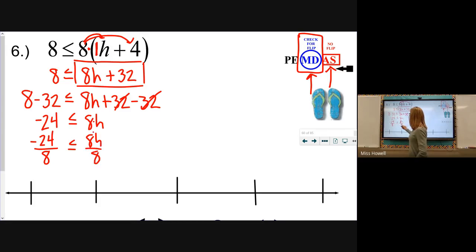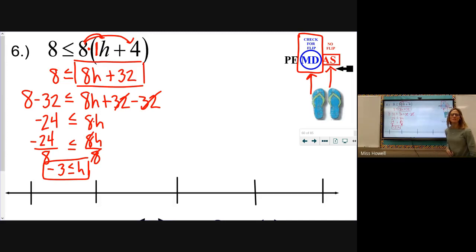All right, cancel on the side with h. On the other side, do your divide. Negative 24 divided by an 8 would give us negative 3 is less than or equal to h. Good fun. All right, since there's infinite solutions, let's go ahead and graph. So negative 3, negative 4, negative 5 getting smaller, negative 2, and negative 1 getting bigger. All right, since negative 3 can be a solution, when we start here with our circle, it needs to be colored in, or what's called a closed-in circle.